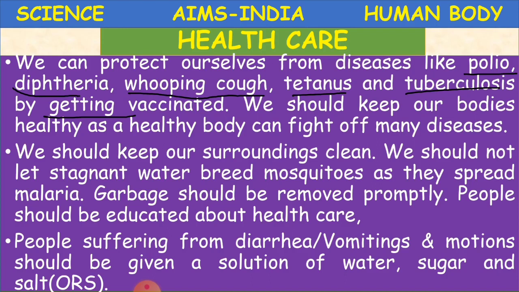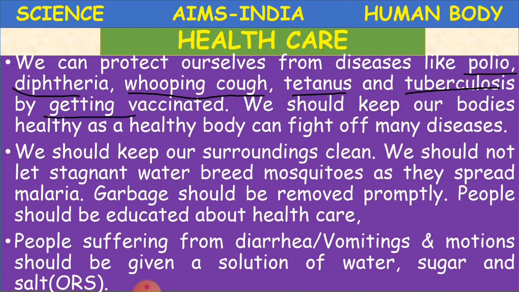Now, people suffering from diarrhea or vomitings and motions should be given a solution of water, sugar and salt. Diarrhea is nothing but vomitings and motions simultaneously. So when such a condition is there, immediately what we have to do, children, is take a solution, that is ORS, water, sugar and salt. We have to mix sugar and salt in water and take it so that it gives us energy and stops the water loss in our body.